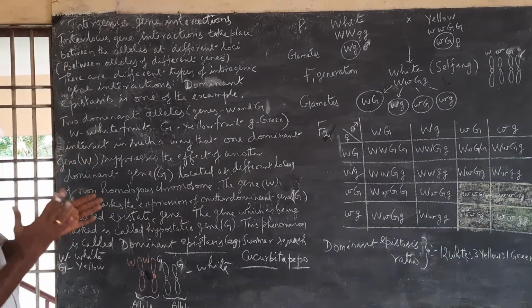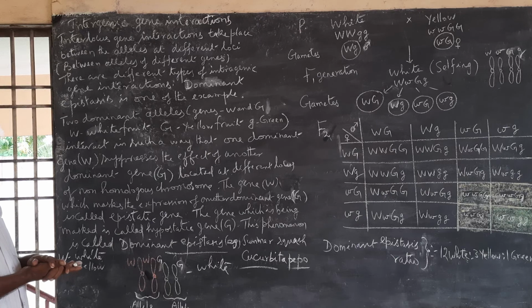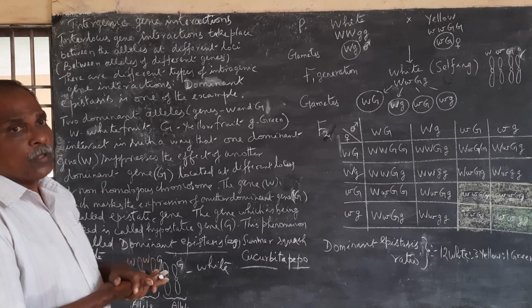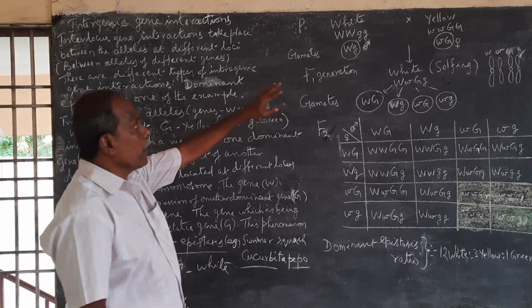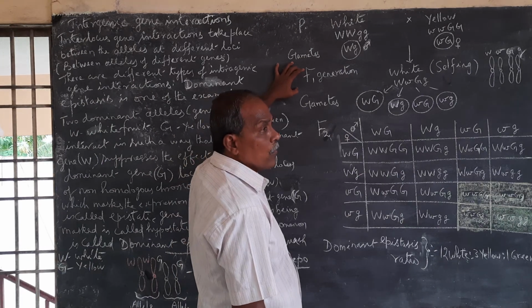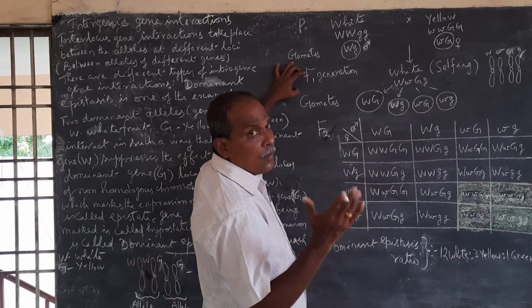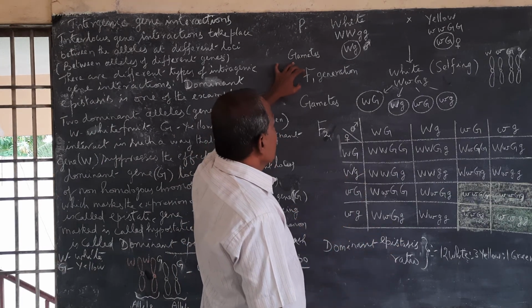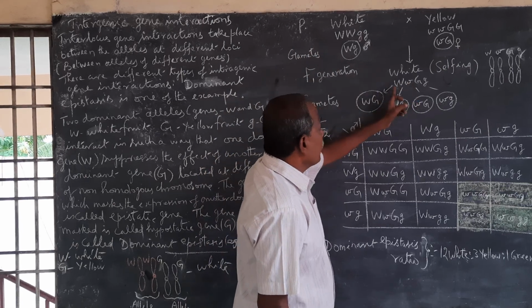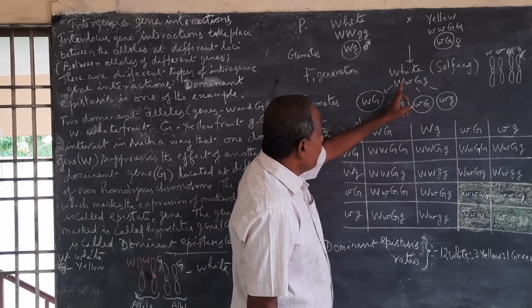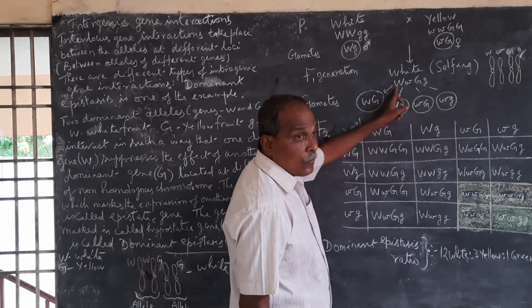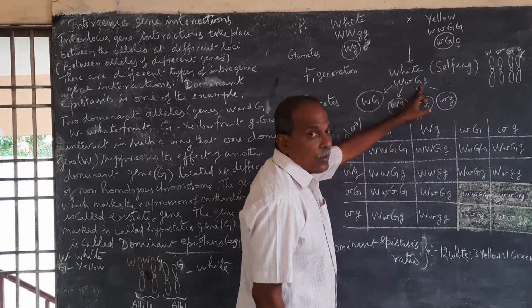A cross is made between a white fruit variety and a yellow fruit variety. All the offspring in the F1 generation were white fruit. Why? Because of dominant epistasis. It is an interaction between two non-allelic dominant genes in which one dominant gene suppresses the phenotype of another dominant gene.